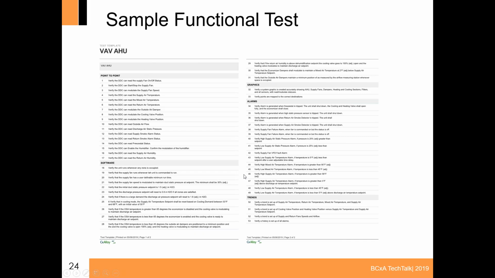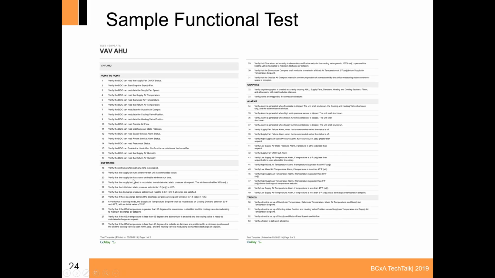Okay, this is what one of our functional tests looks like. We always have 5 parts to every test. I'm an ex-controls contractor, as Sherry indicated, and went into commissioning. A lot of what I do is controls related. We start with a point-to-point. We check every input and output. We check every software function.